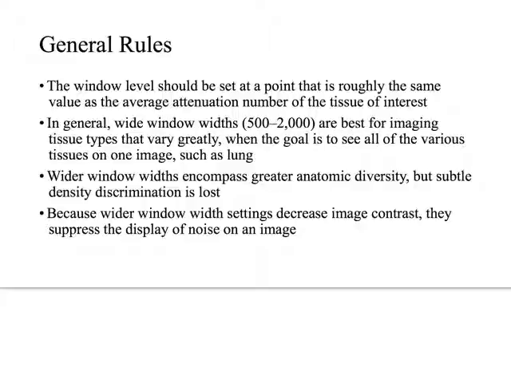In general, window widths from about 500 to 2,000 are going to be the best for imaging tissue types that vary greatly. So we're going to try to see all of these tissue types within a single image. The wider the window width is, the greater the anatomic diversity that we'll see, but the subtle differences will be lost.